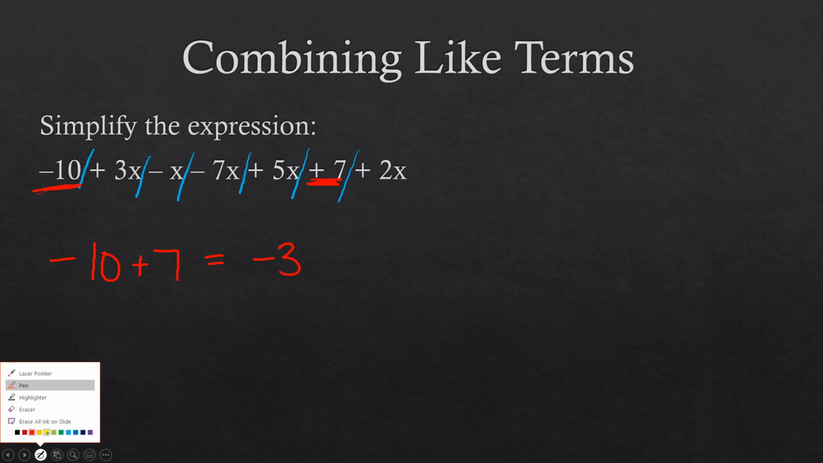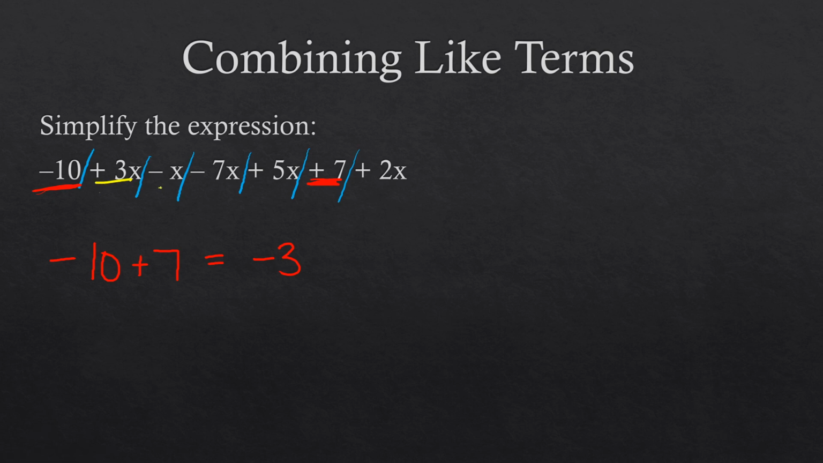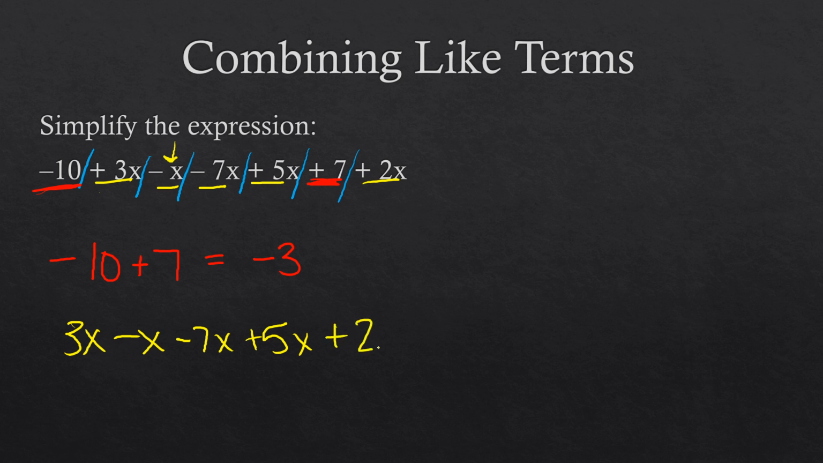All right, let's do our next one, which is going to be all of these x's here. Those are going to be all my other like terms. Because they all have the same variable, I can add them all together. Don't forget that whatever sign is in front of your term is moving with it. So I'm starting with a positive 3x. My next is going to be minus x, followed by minus 7x, followed by a plus 5x, and very last is plus 2x.